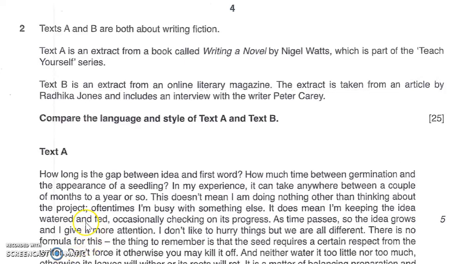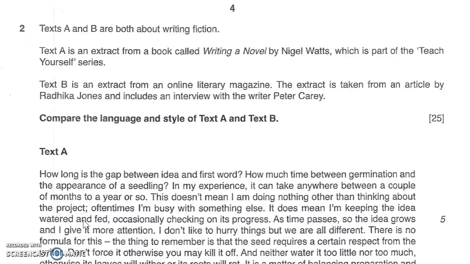Hello, everybody. I am attempting a screencast to give you a review session of some of the stuff that we covered this week on paper 3, specifically how to attack the compare and contrast question, where you've got two text types and a similar theme.